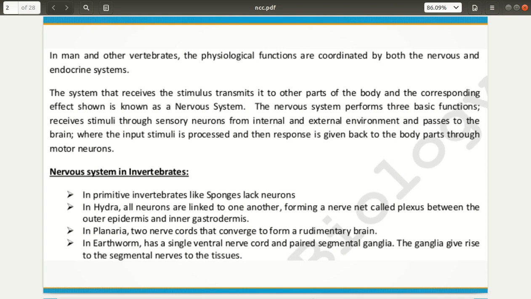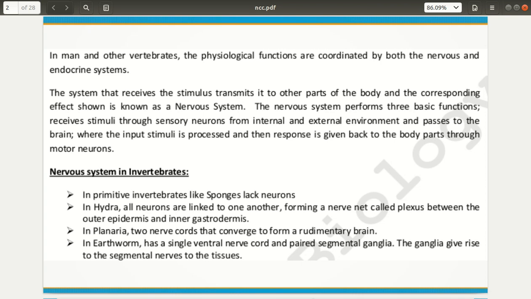The nervous system performs three basic functions. One, it receives the stimuli through sensory neurons from the internal and external environment and passes them to the brain, where the input stimuli are processed, and then the response is given back to the body parts through the motor neurons. So stimulus and response happen because of this effective activity of the nervous system.